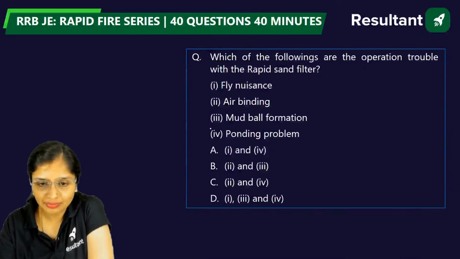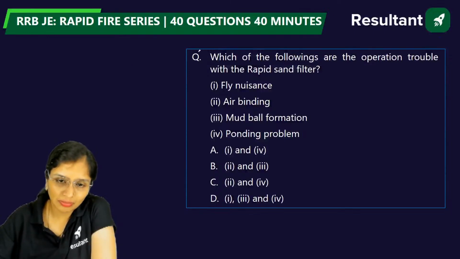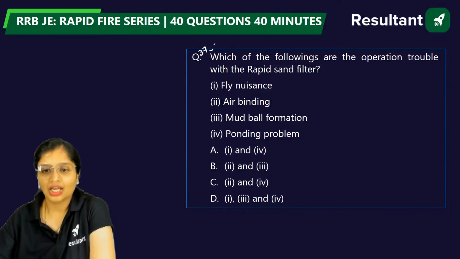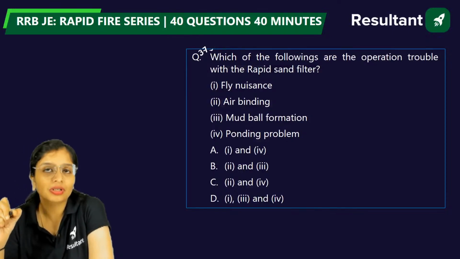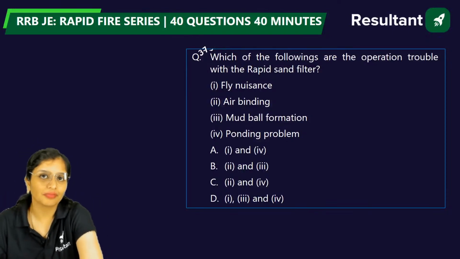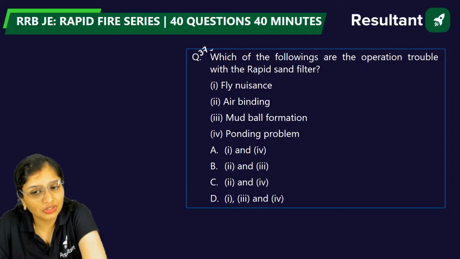B option is the correct one. Okay. Question number 37. Which of the following are the operational troubles with the rapid sand filter? Operational troubles which you are having.